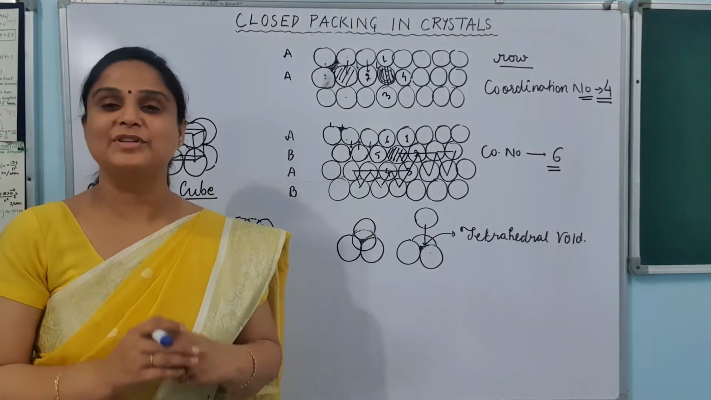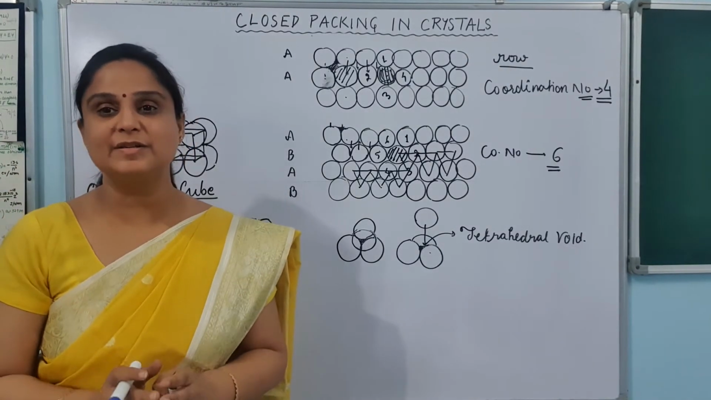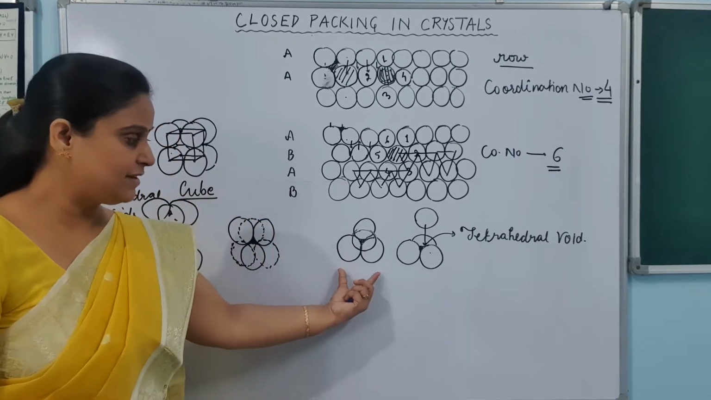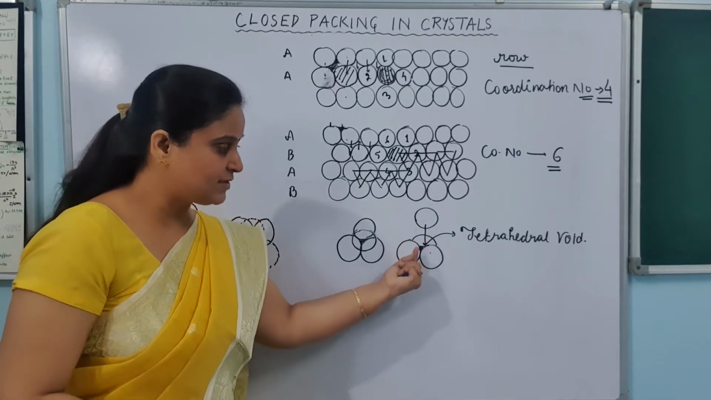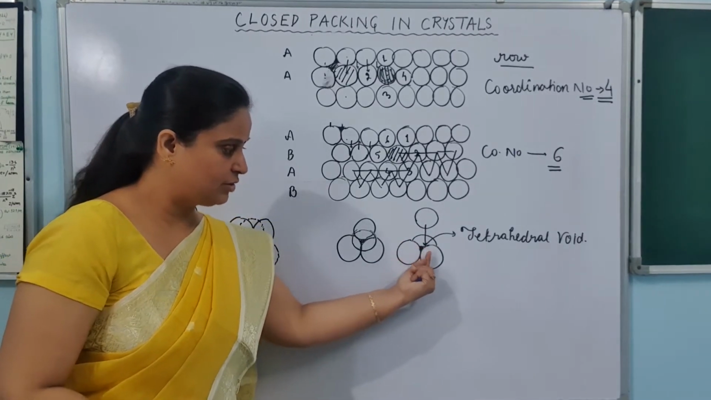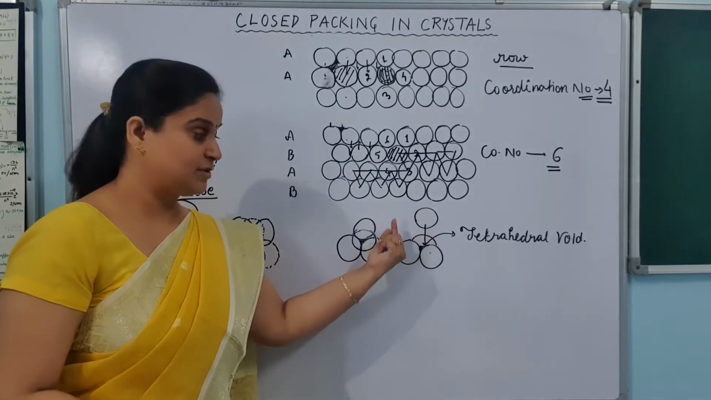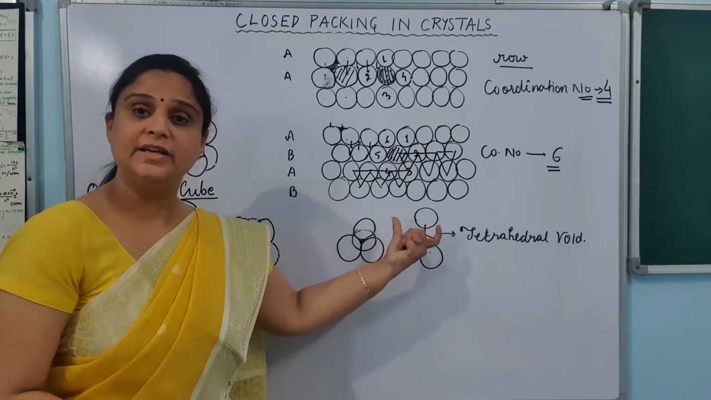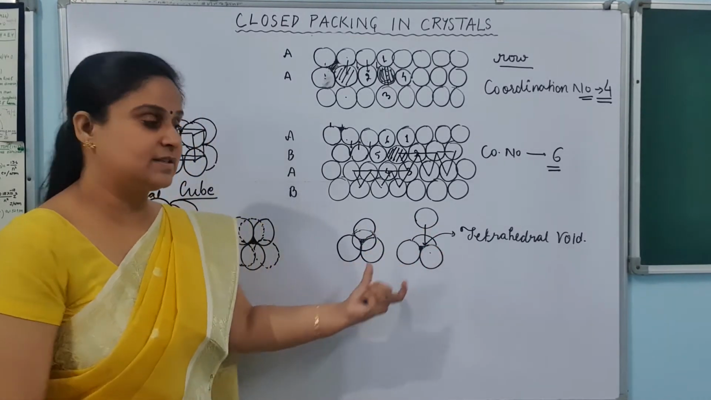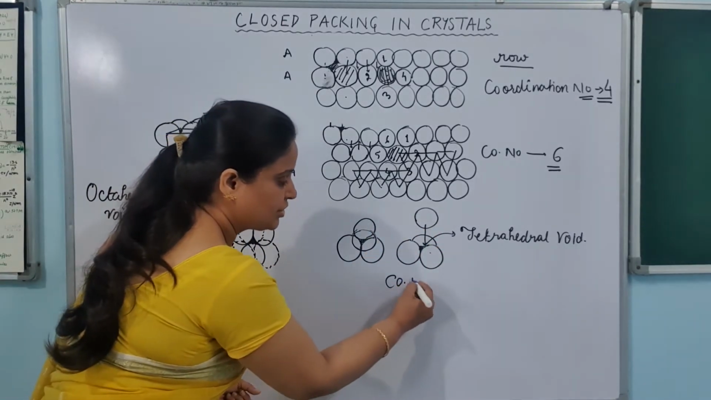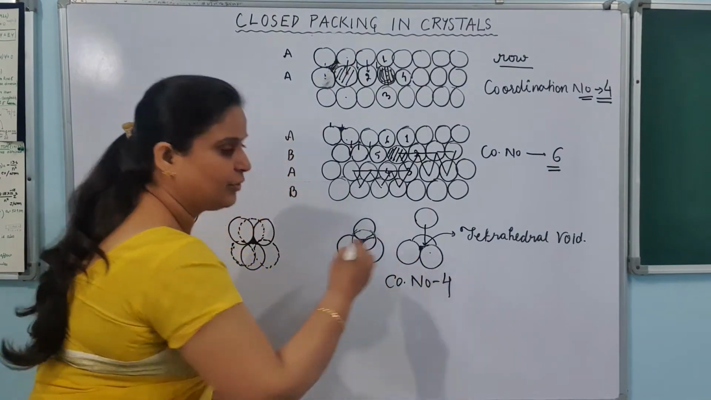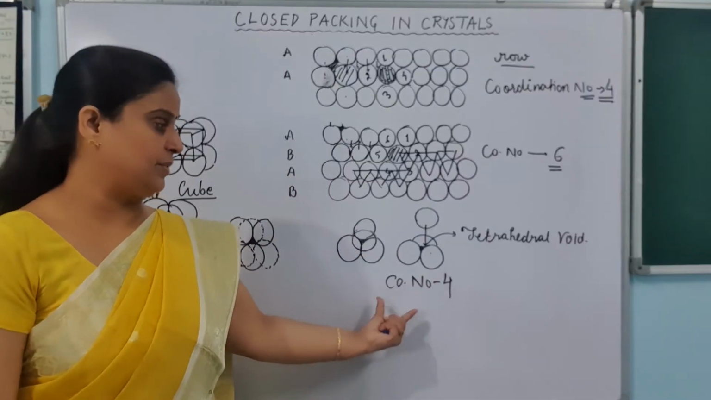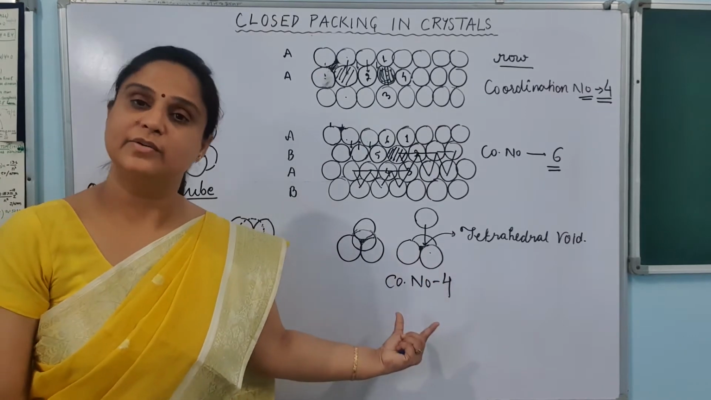Now let us talk about the coordination number of these special voids. You can see here with how many balls this void is connected. 1, 2, 3 and 4. So because this void with this gap is connected with the 4 other balls, this void has coordination number 4. So the coordination number for the tetrahedral void is 4.